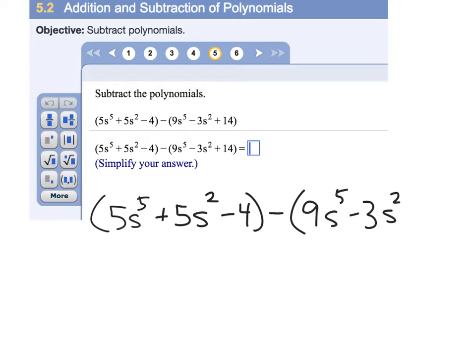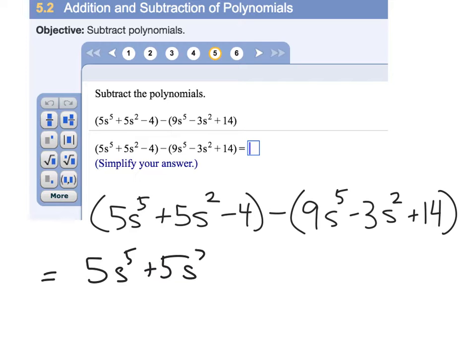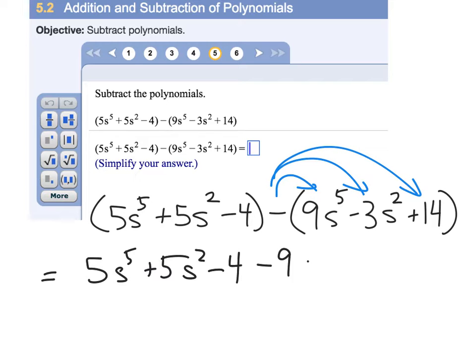3s squared plus 14. Okay, so now first, we don't have to worry about the distributive property because there's no number in the front and it's positive. So we can just drop those first set of parentheses. But we do have a distributive property here. And so this becomes minus 9s to the fifth plus 3s squared minus 14.